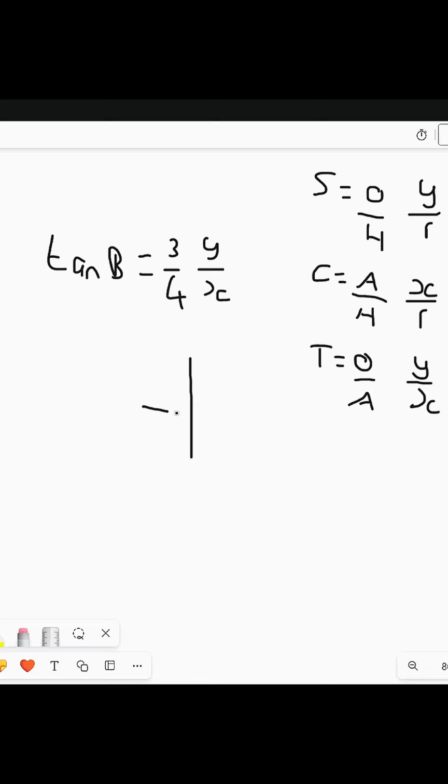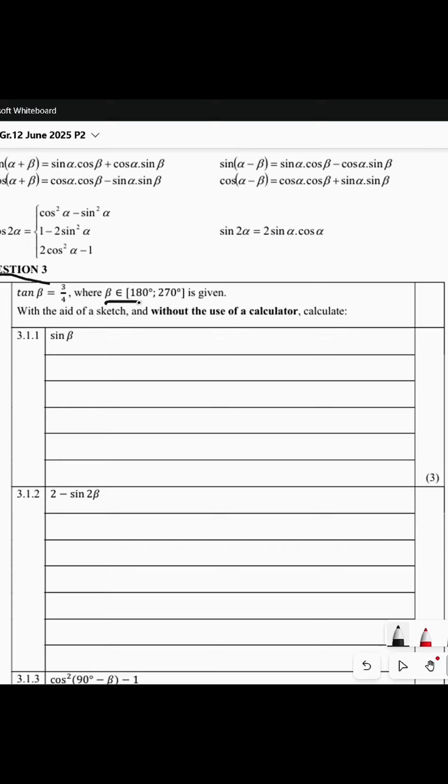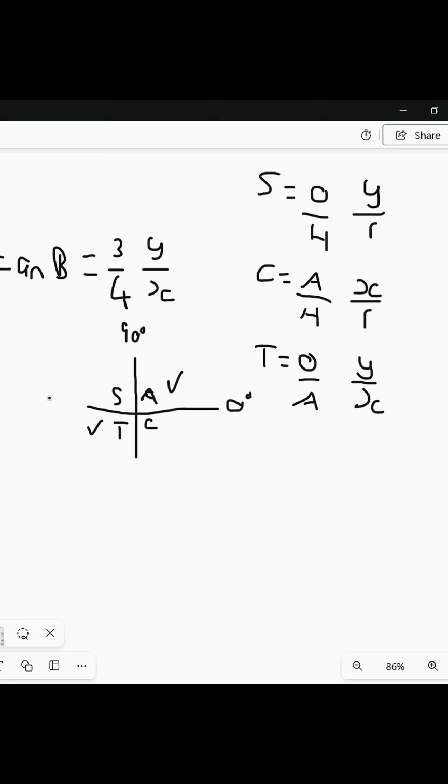If we are doing our construction, this is our CAST diagram where only cos is positive here, all of them are positive here, sine, cos, and tan. Only sine is positive here, and only tan is positive here. So this is telling us tan beta equals 3 over 4, and tan beta is positive. So tan is positive here, and tan is positive there. And then they've given us this restriction where beta is an element of 180 degrees to 270 degrees. So we have 0 degrees, 90 degrees, 180 degrees, 270 degrees. That means element of 180 to 270 only fits in this quadrant here, which means we are just dealing in the third quadrant, and that is where we're going to do our construction.